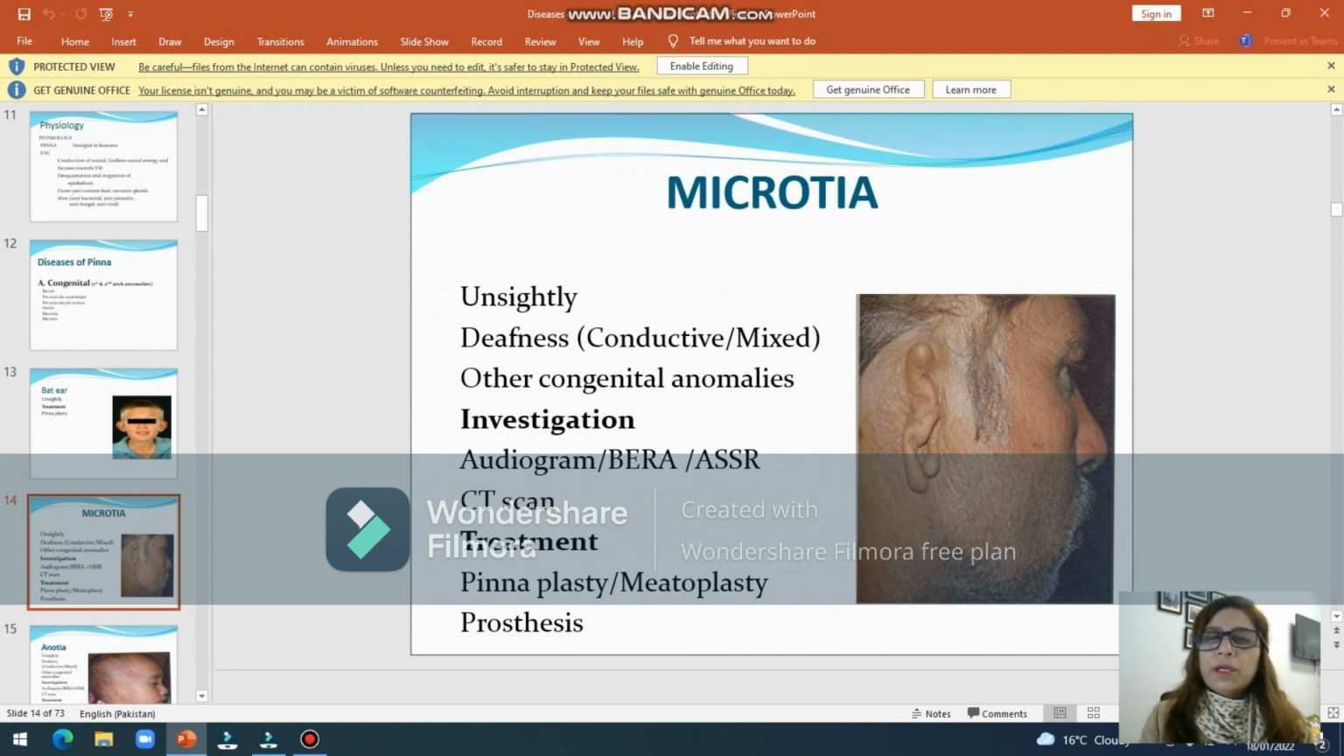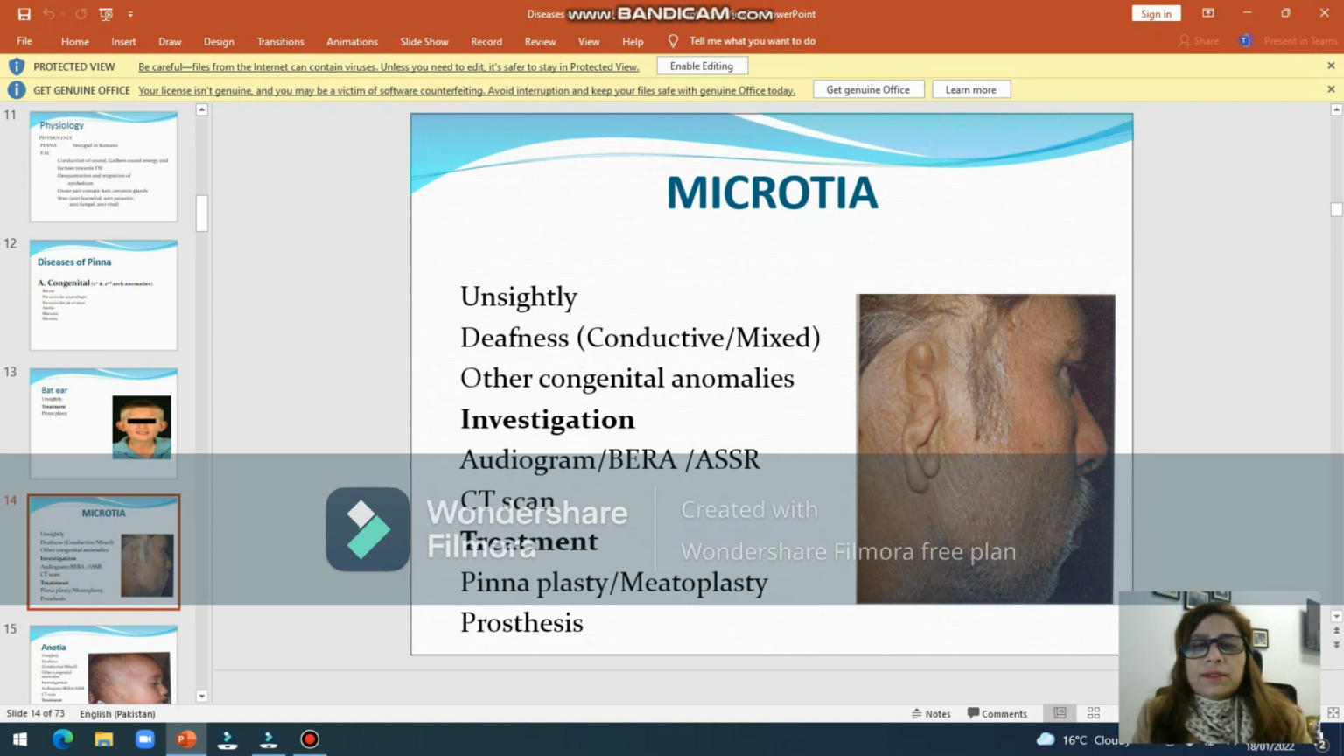It is also cosmetically unacceptable, and this microtia may be associated with hearing loss, that can be conductive hearing loss or anomalies of the inner ear leading to sensorineural hearing loss. So whenever a patient presents with microtia, you should investigate the hearing of the patient. In adults, this investigation is audiogram, and in children, this is BERA or ASSR. BERA is brainstem evoked response audiometry, and ASSR is auditory steady state response.